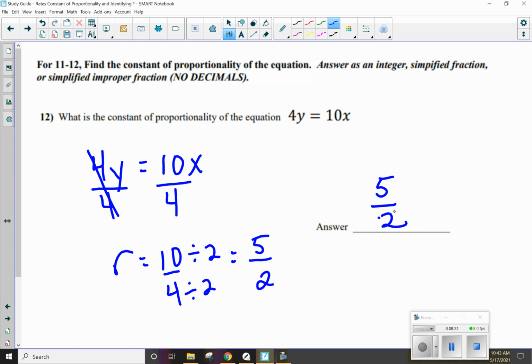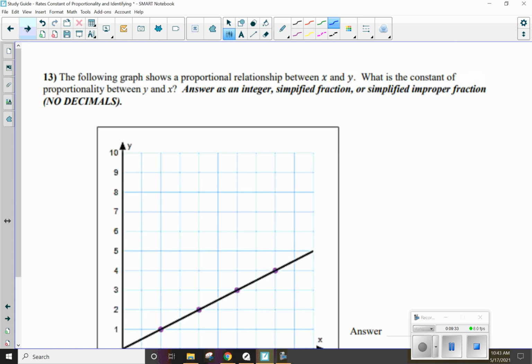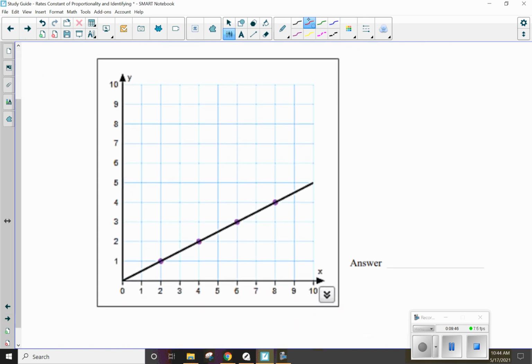Okay, moving on to the next page, question 13. It says the following graph shows a proportional relationship between x and y. What is the constant of proportionality between y and x? So again, you'll see that you have some points plotted. I'm going to look at this first one right here. The coordinate of this point would be 2, 1. Remember, the first number represents your x-axis, and the second number represents your y-axis. To find our constant, we're dividing y by x. So that's going to leave us with 1 over 2, or 1/2, as our constant of proportionality.